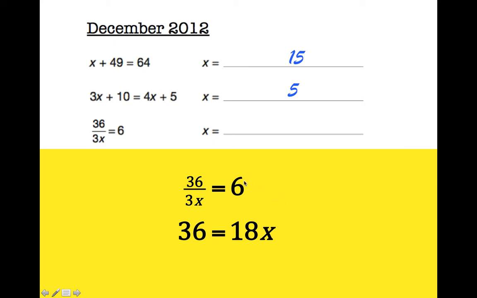So 6 times 3x makes 18x. So I get 36 equals 18x. But I don't want to know what 18 x's are. I want to know what a single x is on its own. So I divide everything by 18 to get x equals 2.